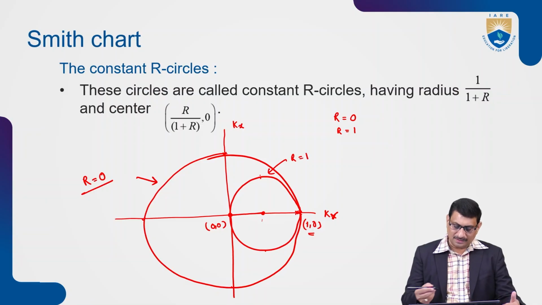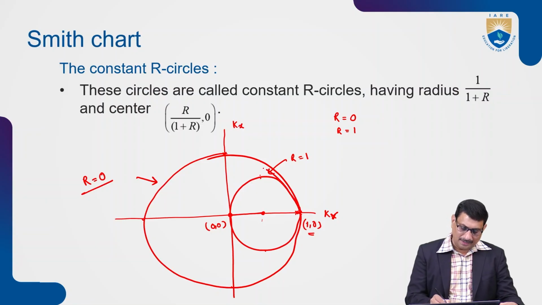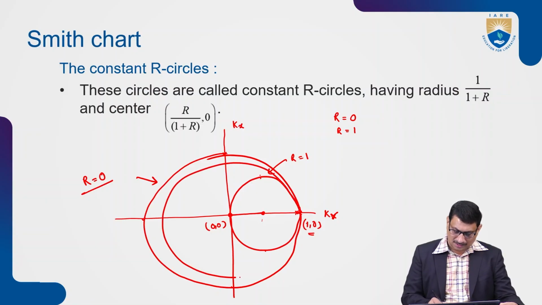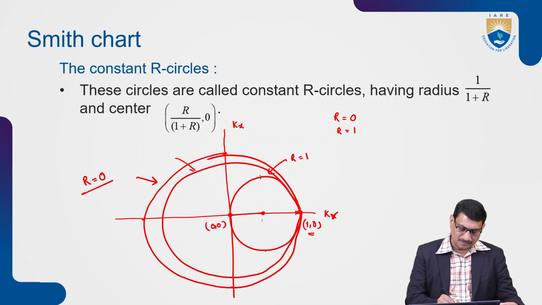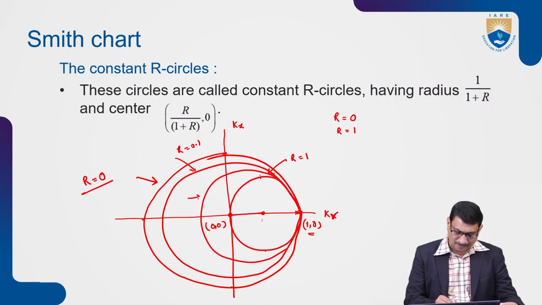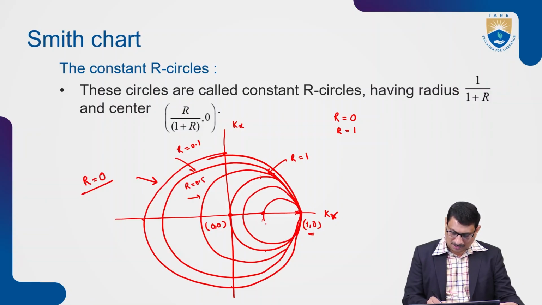In a similar way, if I take different values of r, if I take r is equal to 0.1, this may be the circle r is equal to 0.1. If I take r is equal to 0.5, this may be the r is equal to 0.5. Or if I take r is equal to 2, this may be the r is equal to 2, and this may be r is equal to 10, r is equal to 20, r is equal to 50. Suppose if I take r is equal to infinity, then the center becomes 1 divided by r plus 1 comma 0.